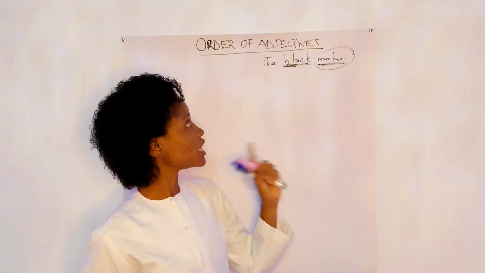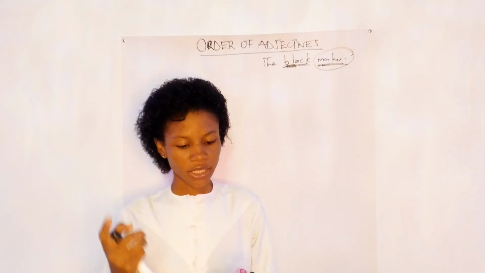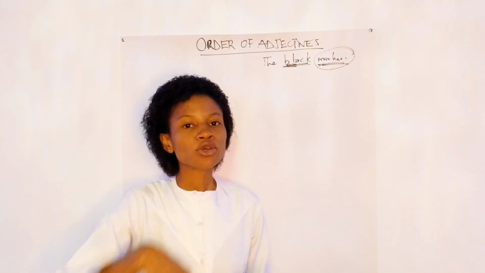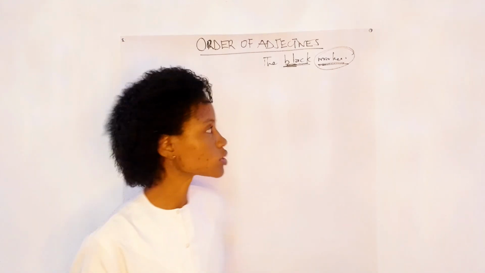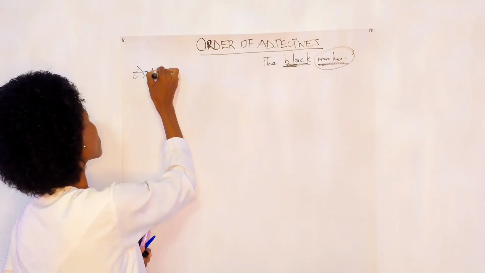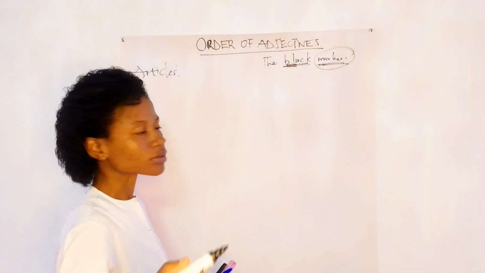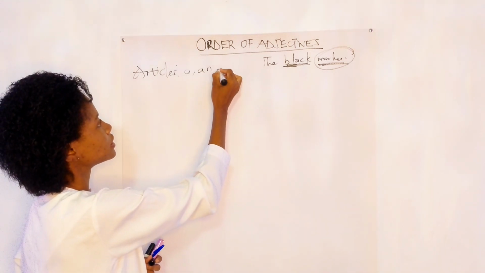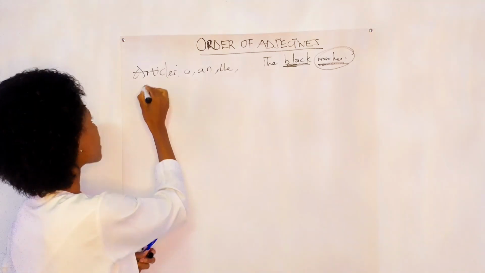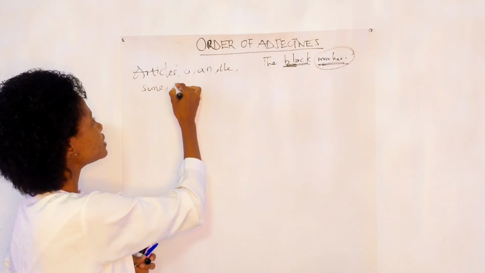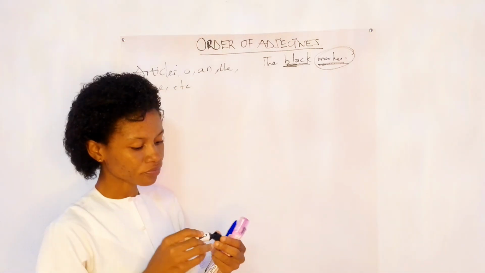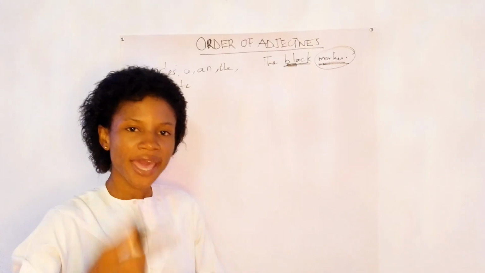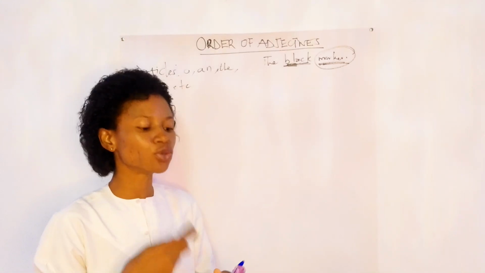Now, moving on to today's lesson, we are going to look at order of adjectives. Having explained what an adjective is, you can take your students back to the use of articles. What are articles? Articles are a, an, the, some, any, etc. Now, when do you use a? When do you use an? And when do you use the?